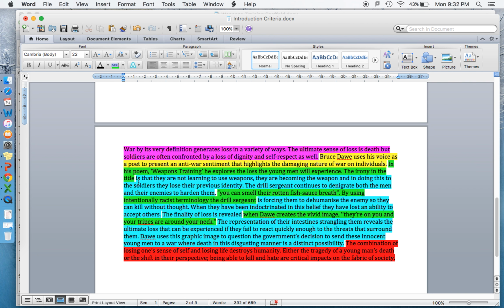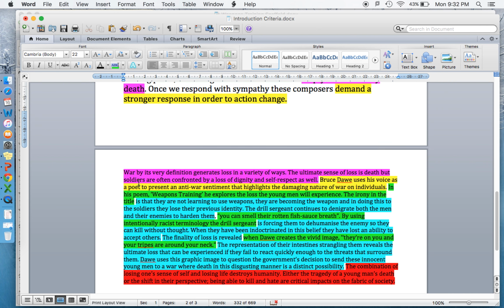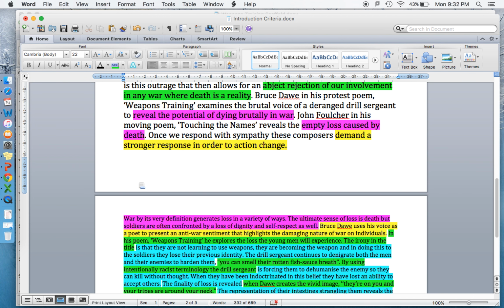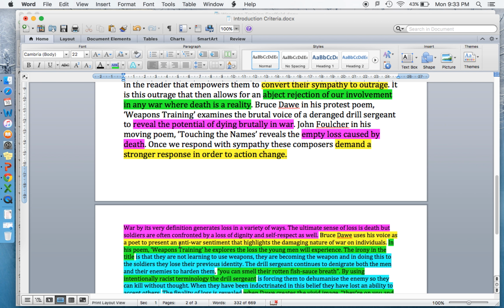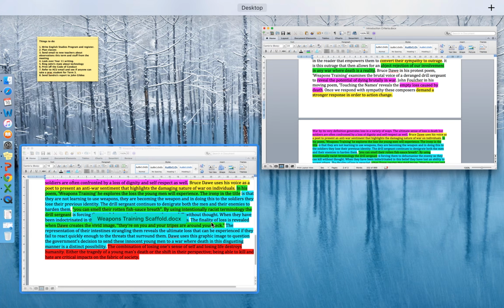So then if I go on here and I just keep reading: war by its very definition generates loss in a variety of ways. The ultimate sense of loss is death, but soldiers are often confronted by a loss of dignity and self-respect as well. Okay, so it's not that far away from what I'm saying, but it is a little bit far away. And this is where we need to realize that I can't just prepare developing paragraphs and then use them. I've got to adjust it to the question that's being asked. So when I look at my question, in my answer here, I'm focusing on loss, but I'm not focusing enough on the idea of death and sympathy.